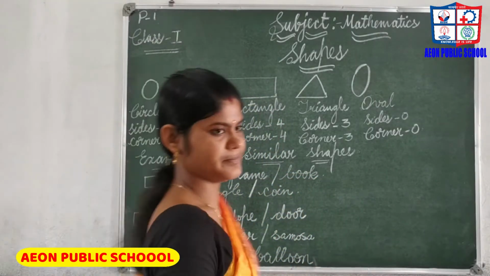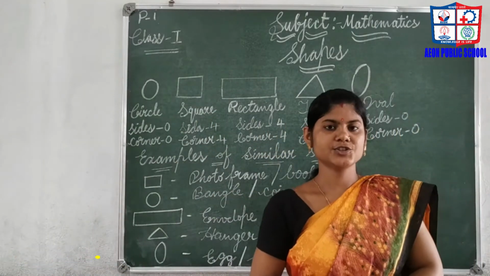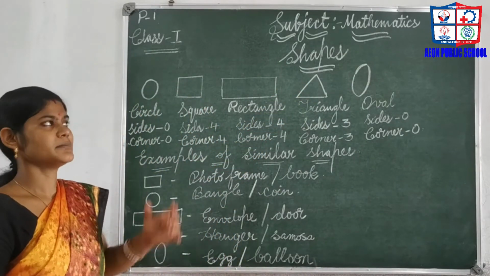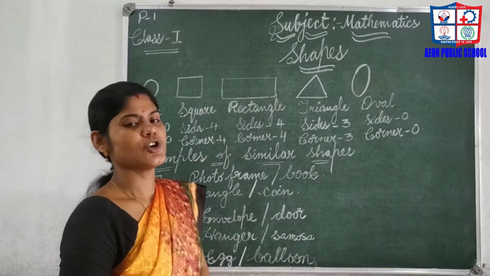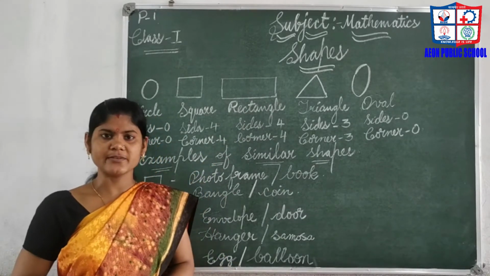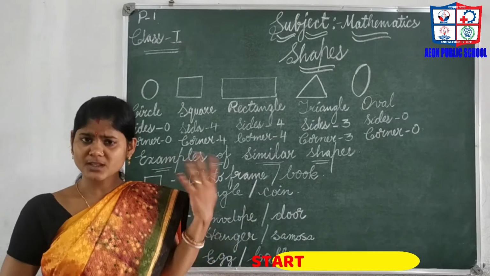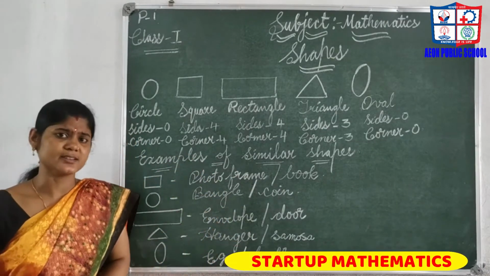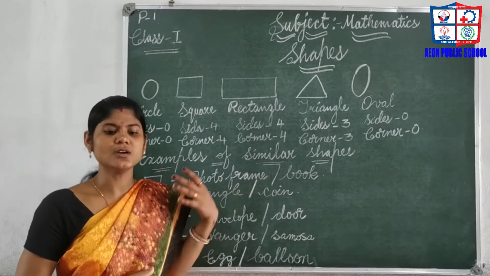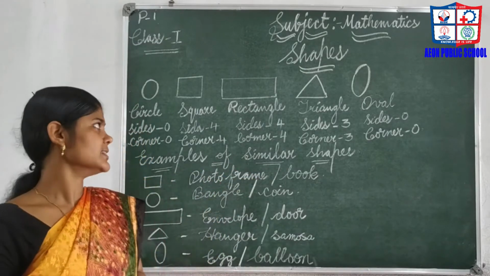So here today's topic, shapes. Class 1 mathematics subject, shapes. Already you are familiar with your shapes. Basically, what are the shapes we are having? Circle, square, rectangle, triangle and oval. These are the shapes we are having. So these shapes we will discuss in this chapter.